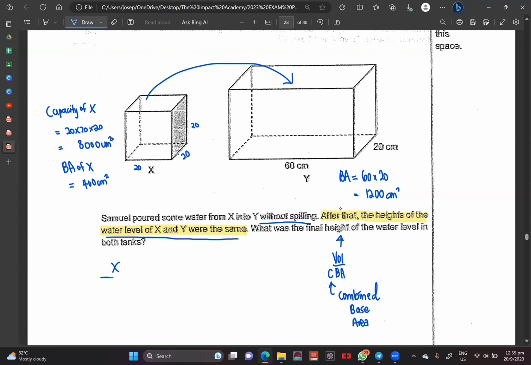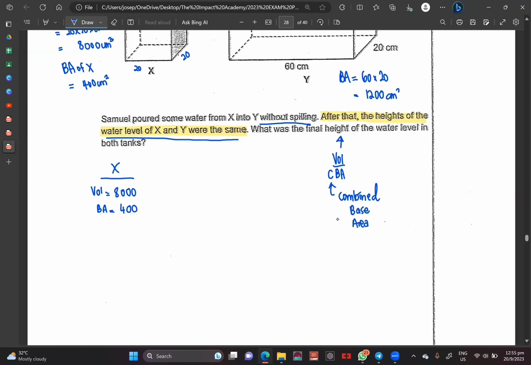For X itself, it has a volume, which is also the capacity, of 8,000. And it has a base area of 400. And then after that, so this is my before. This is what happened before. And then for Y itself, it has a volume of which we don't know.